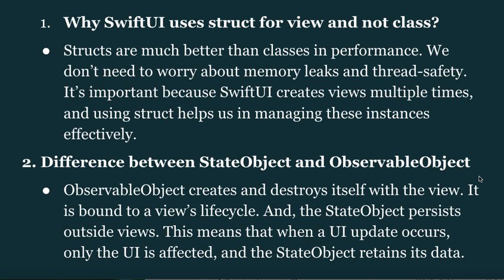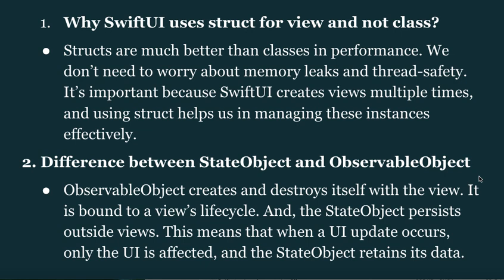Number one, why does SwiftUI use struct for view and not class? Structs are much better than classes in performance. We don't need to worry about memory leaks and thread safety. It's important because SwiftUI creates views multiple times and using struct helps us in managing these instances effectively.